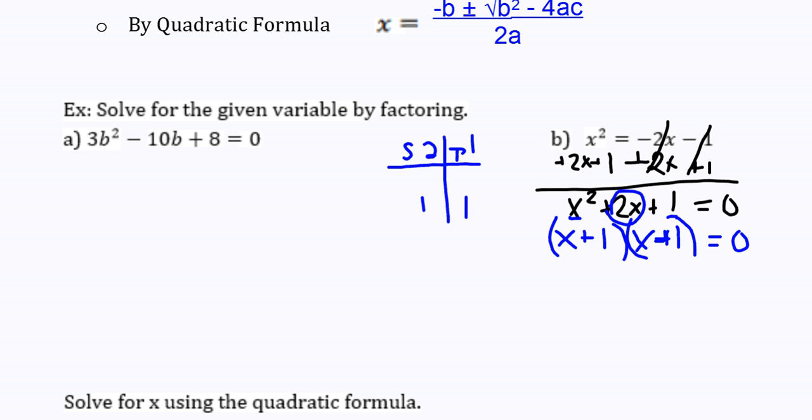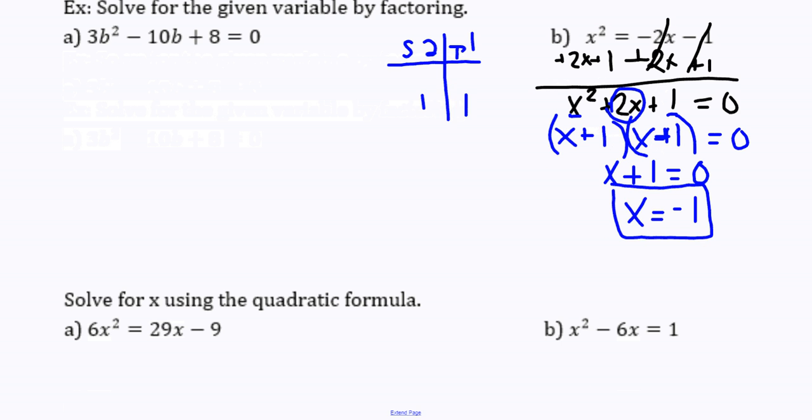Okay. So now that I've got this factored, I want to take each factor, although I only have to do it once in this particular case because they're both the same, and I want to set them equal to 0. So x plus 1 equals 0, and so that's going to give me my solution, which is just x equals -1. Okay.